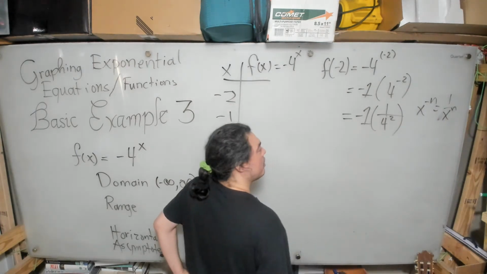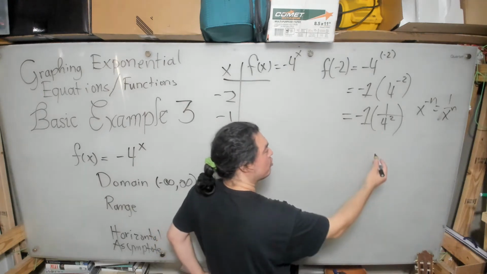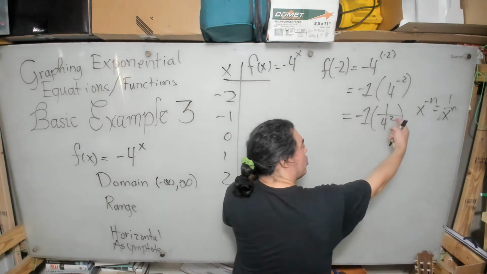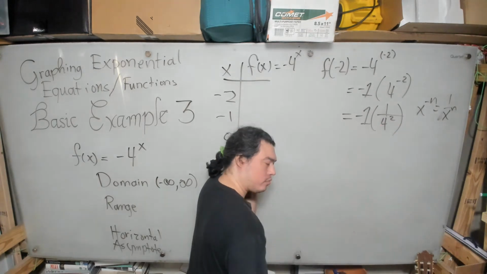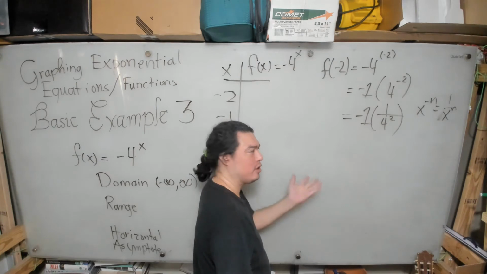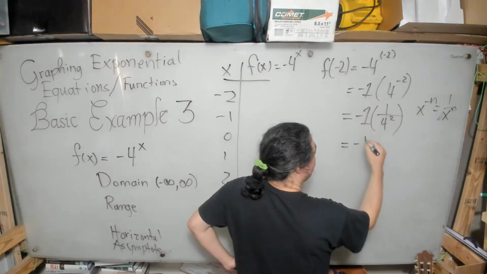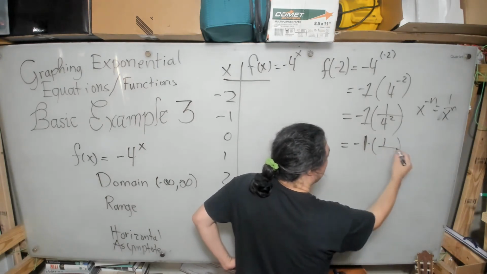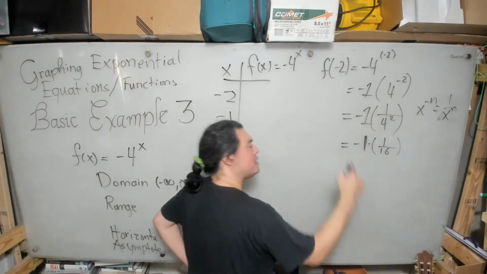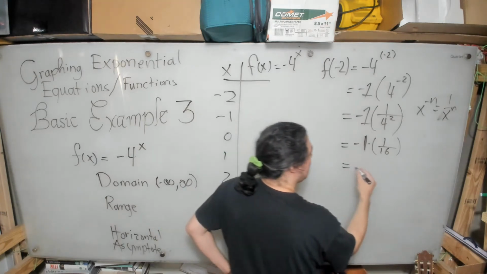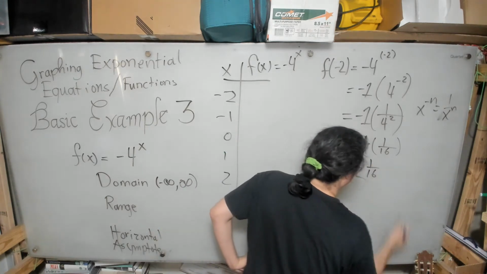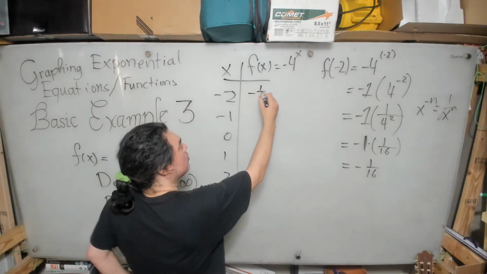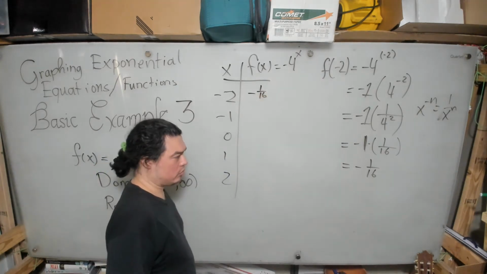Okay. Now, what is 1 over 4 squared? Well, I know that 4 squared is 4 times 4. Why? Because it's 2 copies of 4 being multiplied together. 4 times 4 is 16. So it's going to be -1 times 1 over 16. What's -1 times 1 over 16? -1 over 16, like this. So that's my f of -2, like this. Okay?